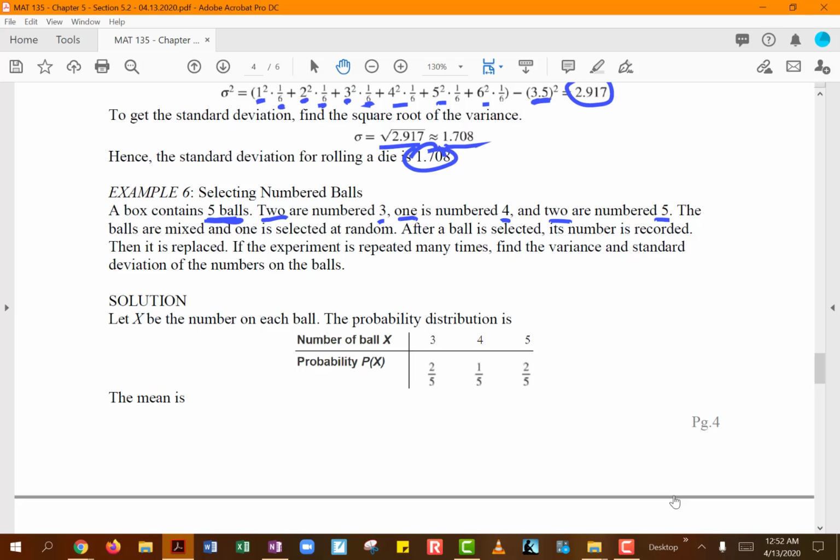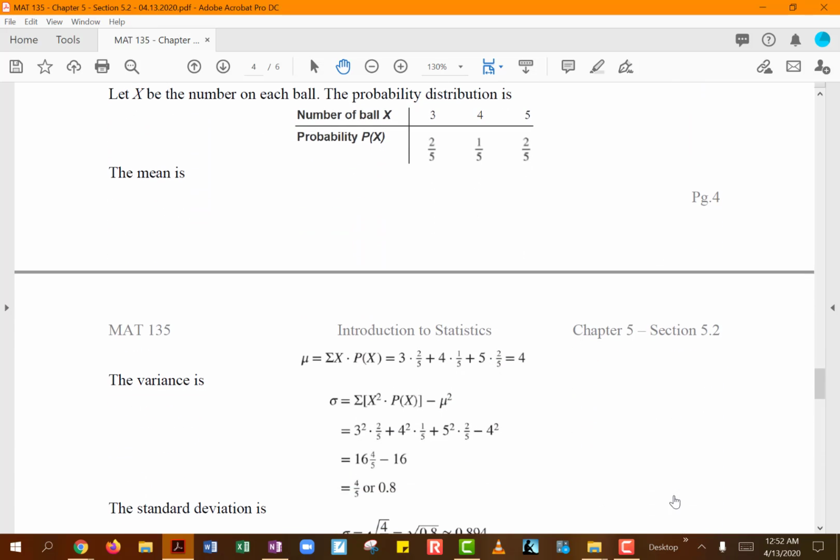Then, of course, we're trying to find out what the variance and standard deviation of the number on the balls will be. They're telling us the balls are numbered 3, 4, and 5. There are 2 balls numbered 3, 1 ball numbered 4, and 2 numbered 5, from a total of 5. That's how you calculate your probability over here. The first thing we need to do is find our average. To find our average, you take the outcome, multiply by its probability, and we get a mean of 4.